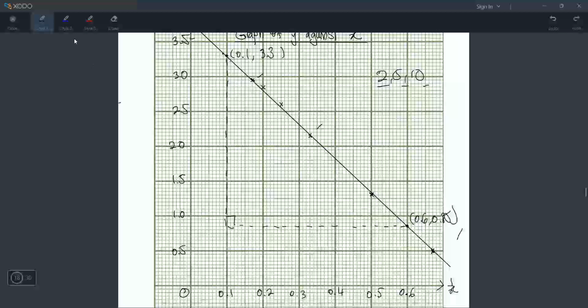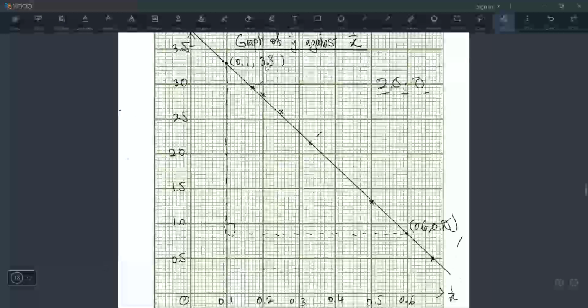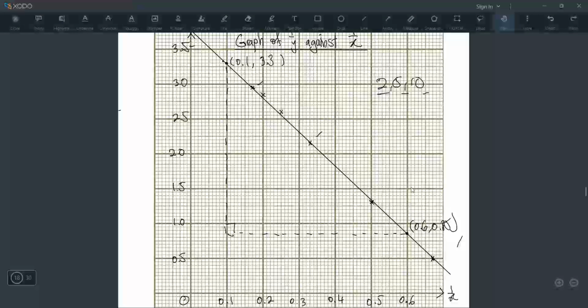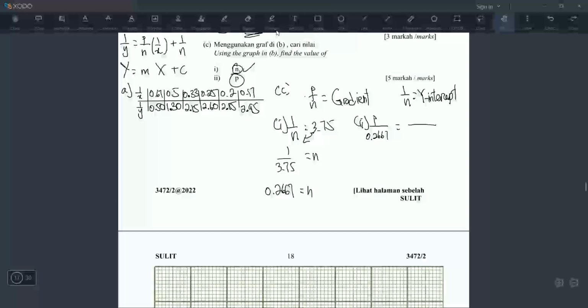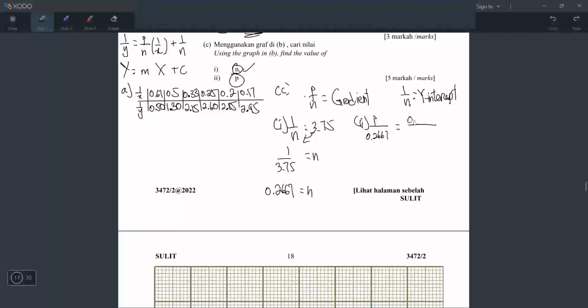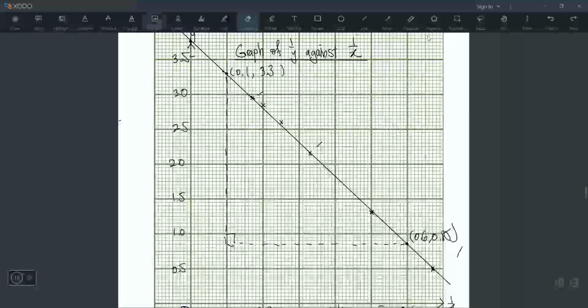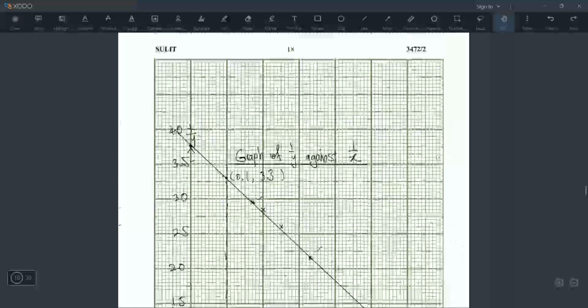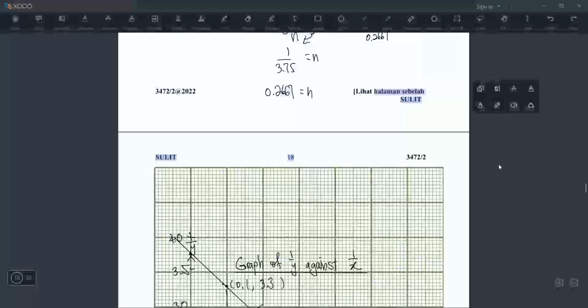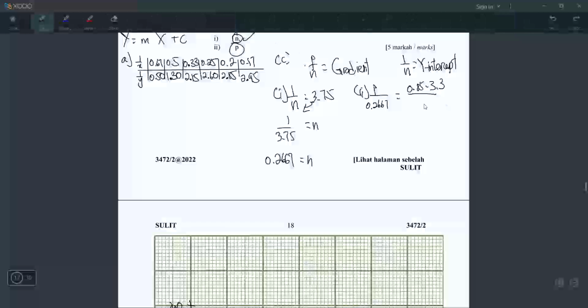After you get this, now you can find your gradient, right? So what's your gradient? Y tolak Y bahagi X tolak X. So it'll be 0.85 minus 3.3, divided by X tolak X, which is 0.6 minus 0.1. Now it becomes P over 0.2667, and then we press this whole thing: 0.85 minus 3.3, equals, divided by 0.5.